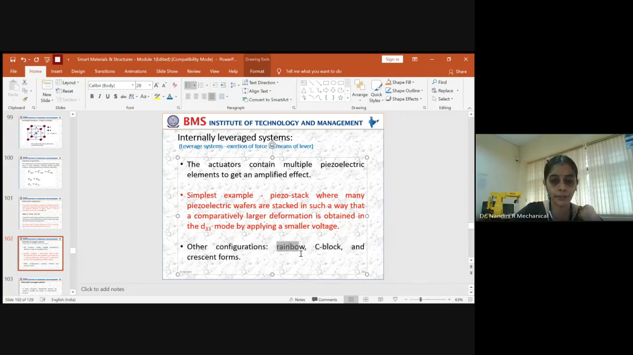The rainbow type of leverage system, C block. These are named with respect to the shape, how the leverage systems are developed. In the form of rainbow, you will have a leverage system. Rainbow consists of 7 colors, so in that way you will have 7 layers of piezoelectric element. Based on the shape, you have the name C block. C is C, which has a particular huge thickness. To get that huge thick C, you should have n number of layers of piezoelectric elements. These are the configurations which already exist for internally leveraged systems based on piezoelectric elements.